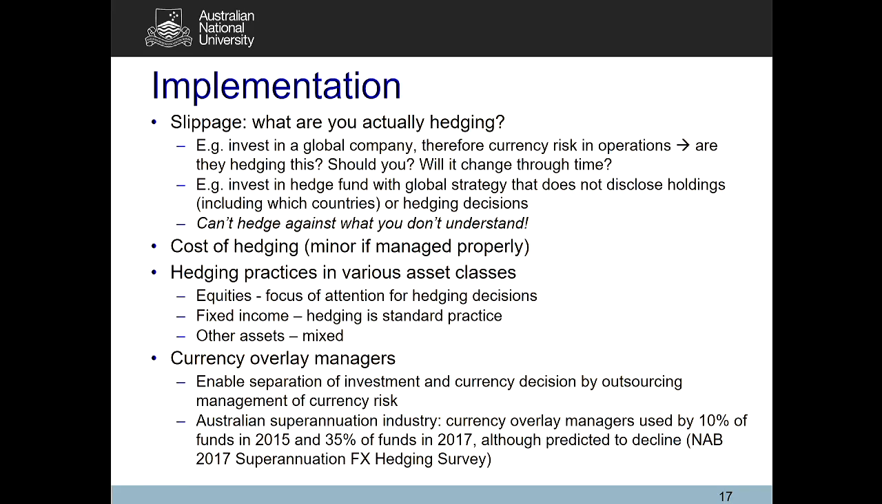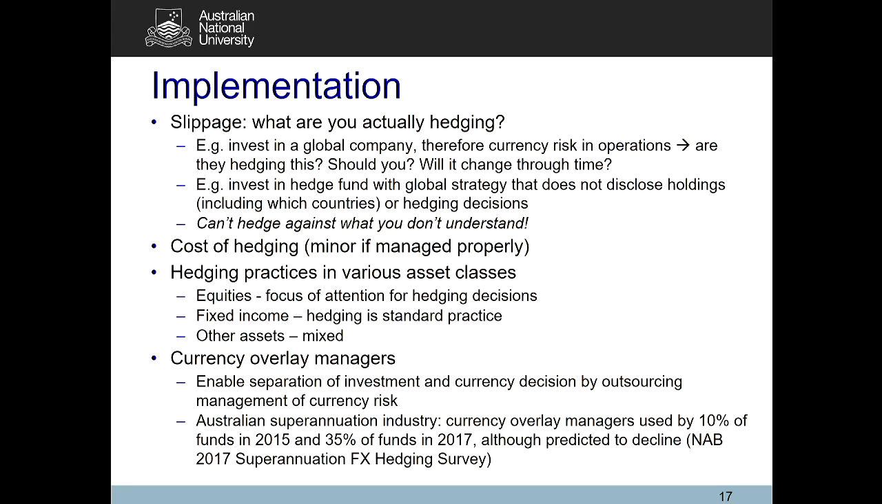Looking at the different asset classes, equities tends to be where you focus on the hedge ratio, right? Fixed income, you tend to hedge, and in other asset classes, it's a mix, but we don't look at it in the course. For this course, when it comes to the hedging decision, only focus on your world equity investment. And like I said, if you want to hedge, but you don't want to decide the hedge ratio yourself, you can outsource it to a currency overlay manager, and they will work on that for you, given your objectives and constraints that you feed to them.